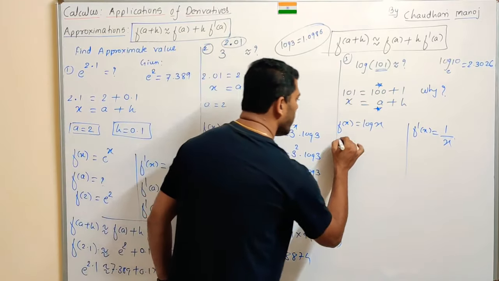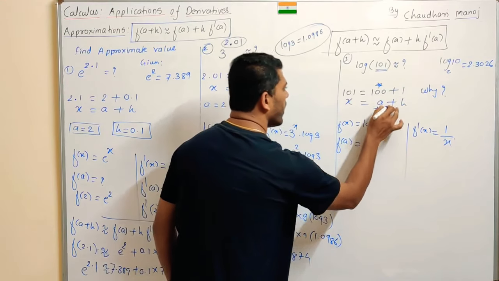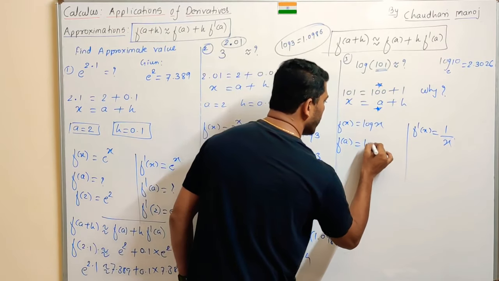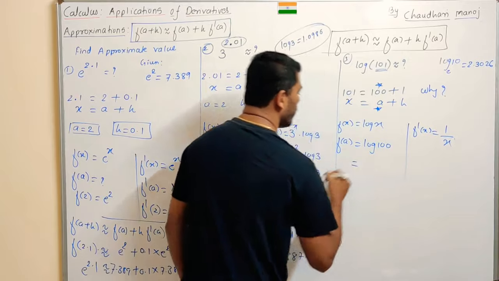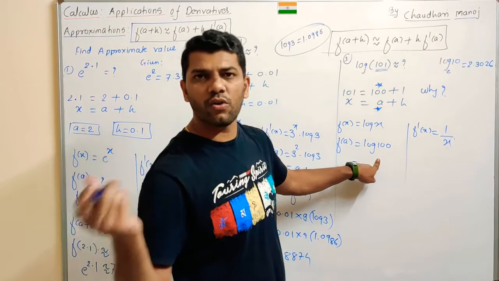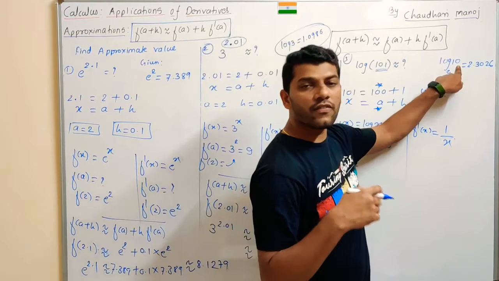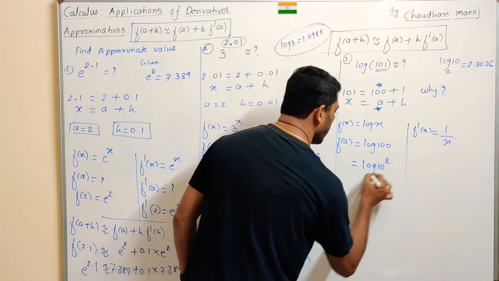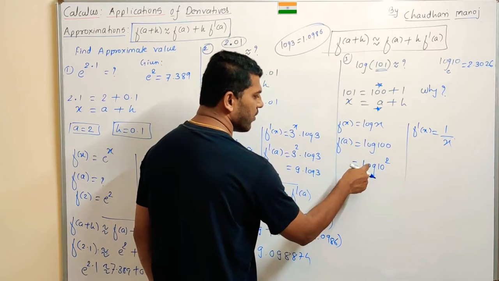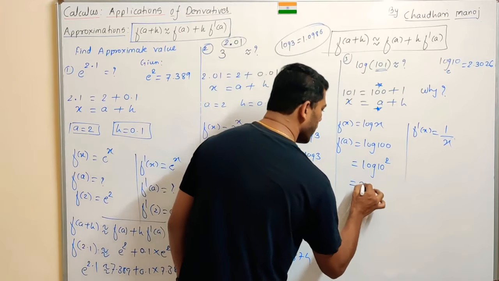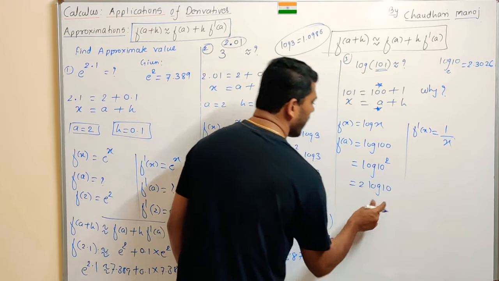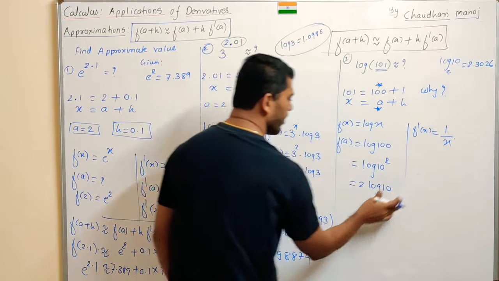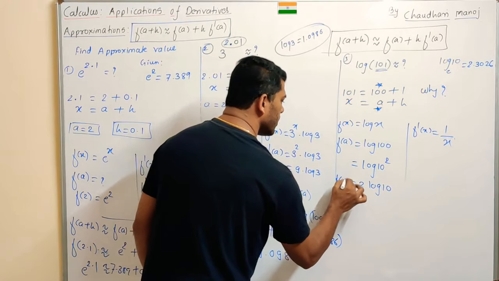Okay, so let's try to find f of a. A means 100, substitute 100 here, so it's log of 100. Many of you will ask me, sir, log of 100 is not known. But friends, log of 10 is given, so let's apply a trick. 100 is 10 squared, and this is the formula for the logarithm: log of m raised to n is n into log m, and log of 10 is already ready with you, so we can easily substitute that.